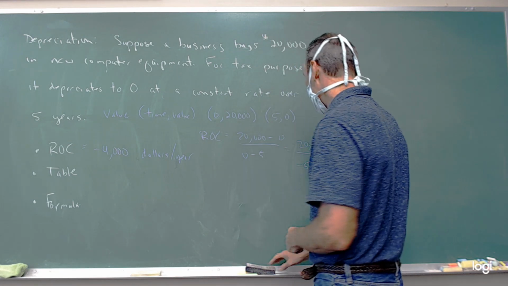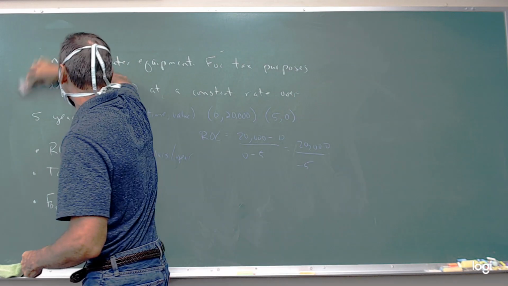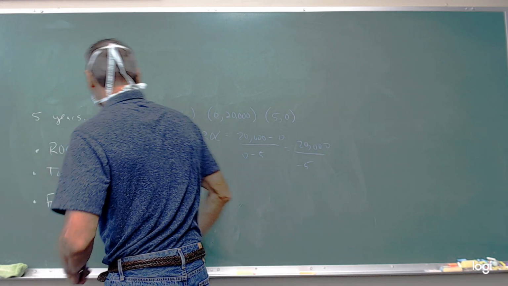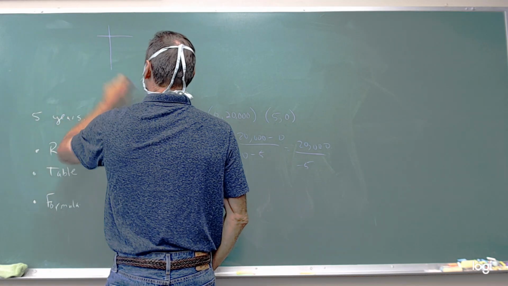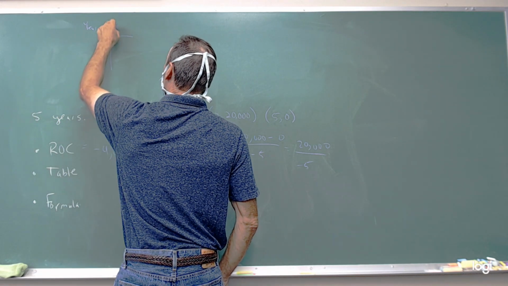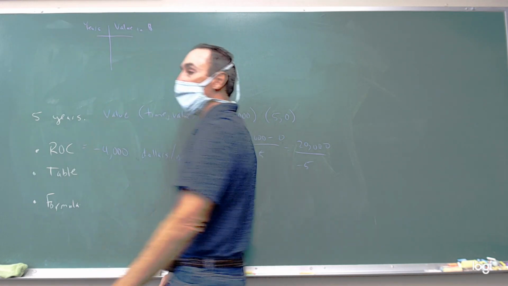So should we make a quick table of values here? I got to stay in the camera range here. So I'm going to erase this. Hope we don't need it any longer.